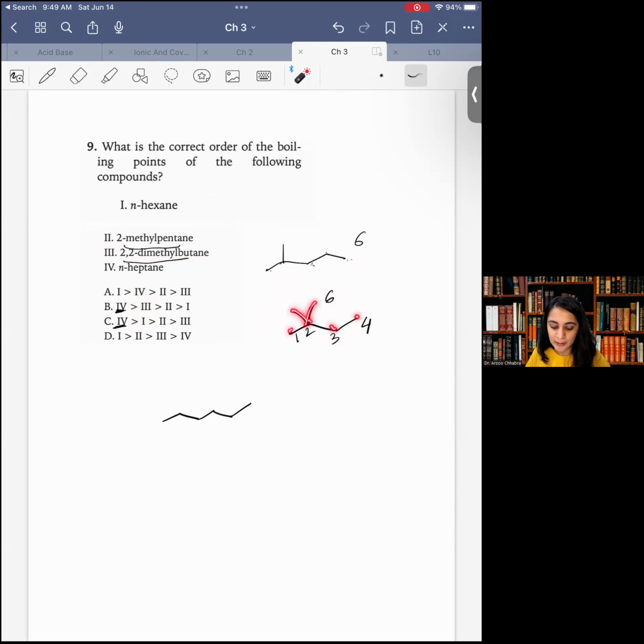So effectively, number 3 has more branching compared to 1, which is hexane. So 1 would be the higher boiling point because branching reduces the boiling point because the packing reduces, and they will not be able to be packed very tightly. And if they're not tightly packed, it'll be easier to break the intermolecular forces in the liquid state and help them get into the gaseous state faster, right? So effectively C is the correct answer for problem 9.